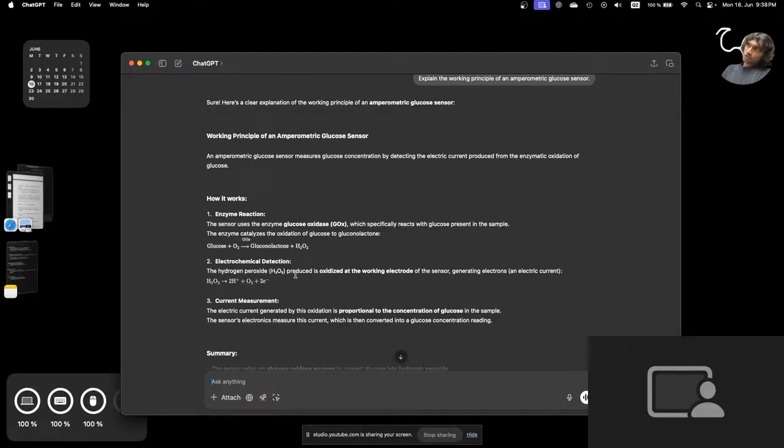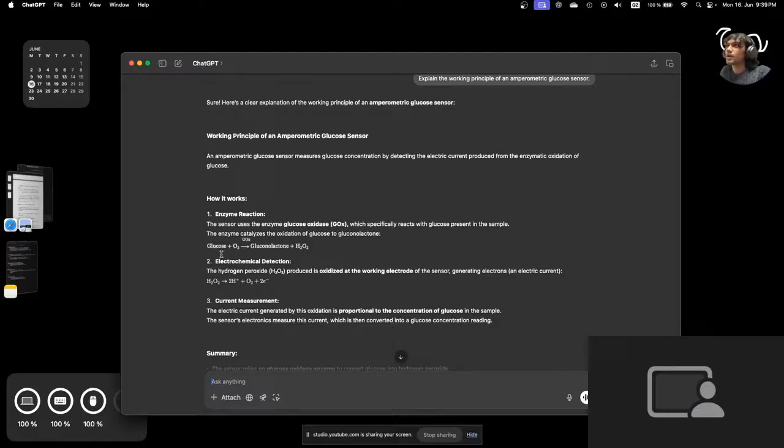The sensor uses the enzyme glucose oxidase, which specifically reacts with glucose present in the sample. The enzyme catalyzes the oxidation of glucose to gluconolactone. Electrochemical detection: the hydrogen peroxide produced is oxidized at the working electrode of the sensor, generating electrons and electric current. The electric current generated by the oxidation is proportional to the concentration of glucose.